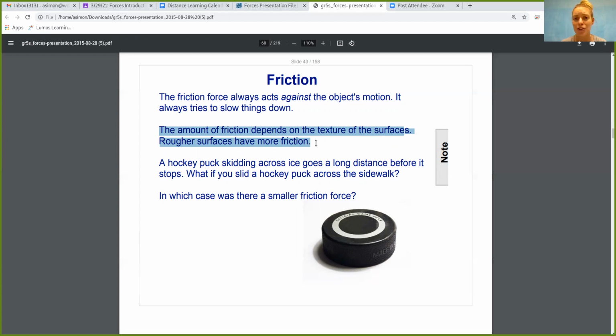So it really has nothing to do with the ball or nothing to do with the hockey puck. It's actually the surface that it is being played or kicked on. So rougher surfaces are going to have more friction, and because there's more friction, those objects are going to stop moving sooner. All right, moving on.